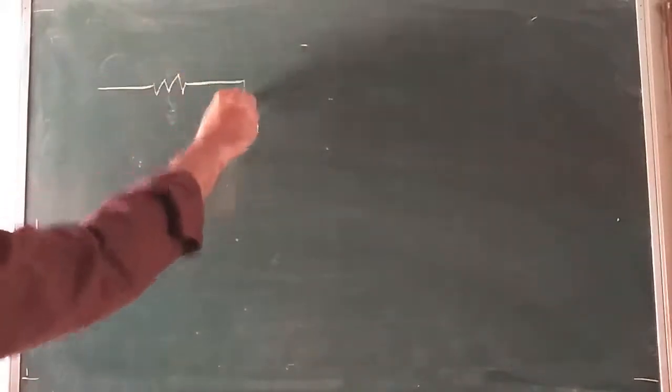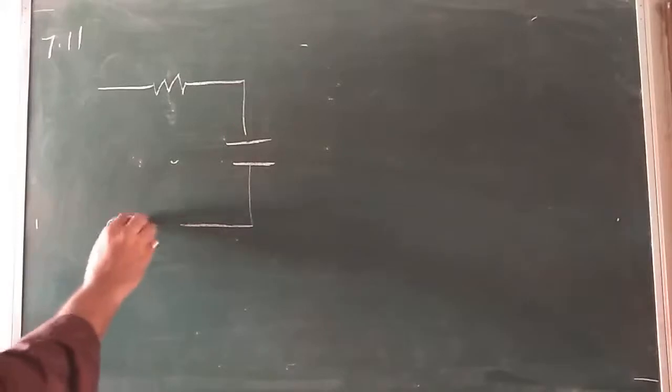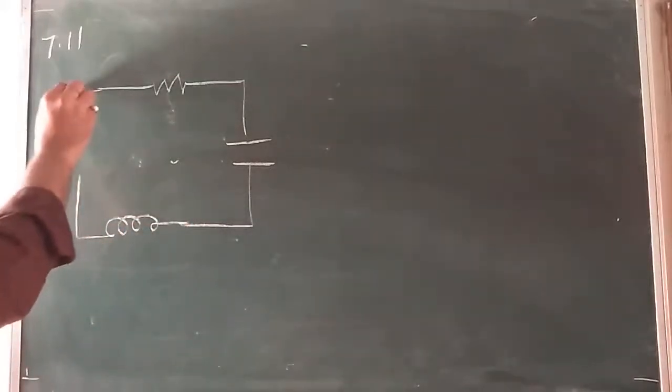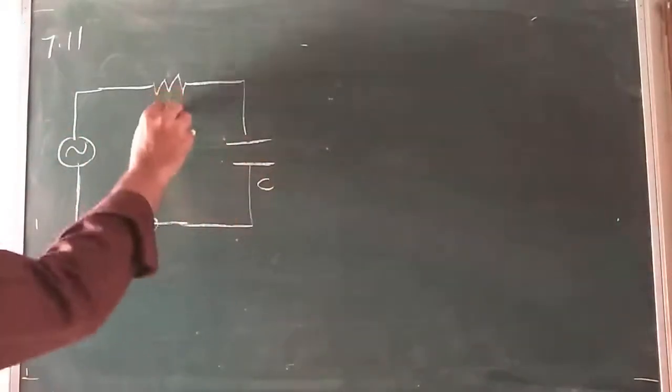Here we are going to see one more question. Question 7.11. Figure shows a series LCR circuit. Draw this diagram here. Here is a resistance, capacitance, and here is an inductance, being connected through an alternating source of energy. AC is here. Here is L, here is C, and here is R.